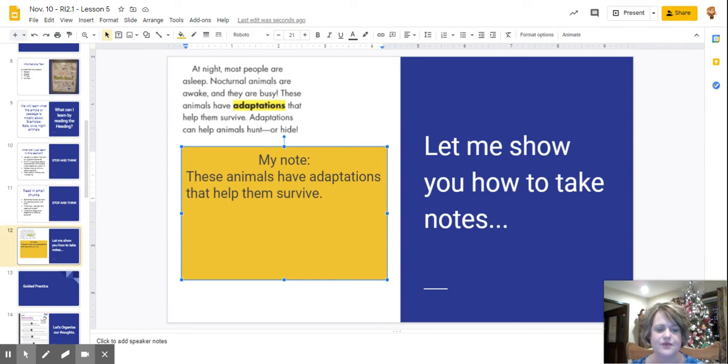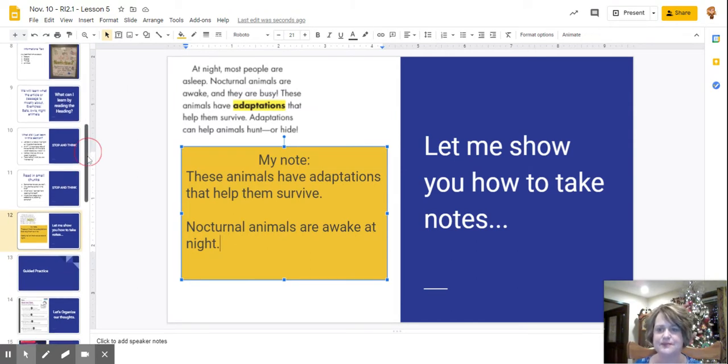Also, there's one other thing I want to take a note on, and that is nocturnal animals are awake at night. So that was in this sentence as well. That would be my note for this little area. Now, it really doesn't have a title or a subheading at the top of it, but it does have that bold word and it has information that I can take a note on. So that's what we need to make sure that we're highlighting or underlining or marking.